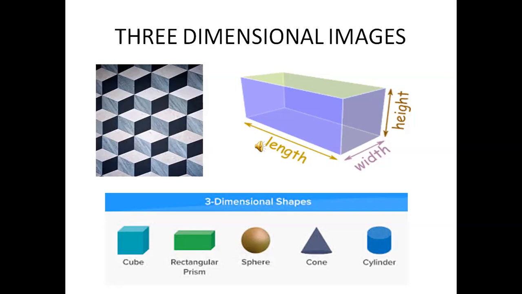Three-dimensional images have length, height and width, but two-dimensional 2D images have only two dimensions, length and height.